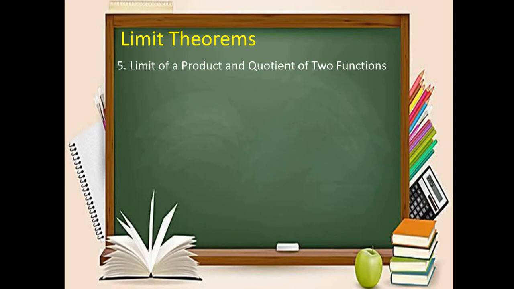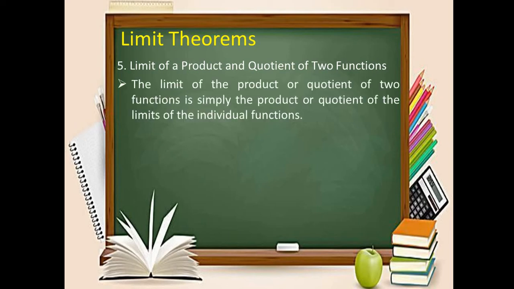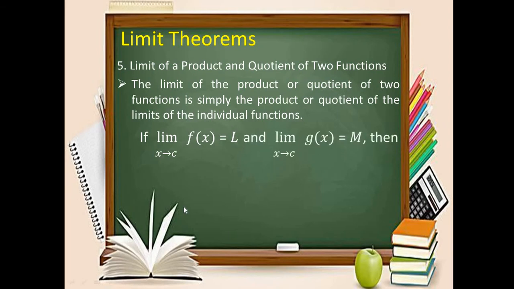Number 5 is the limit of a product and quotient of two functions. The limit of the product or quotient of two functions is simply the product or quotient of the limits of the individual functions. If limit of f of x as x approaches c equals L, and limit of g of x as x approaches c is equal to m, then we have this formula. Limit of the product of f of x and g of x as x approaches c equals L times m. And if we get the quotient, we have this formula. Limit of f of x over g of x as x approaches c equals L over m.